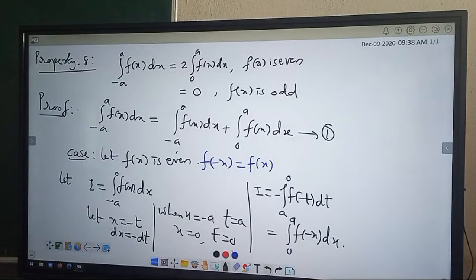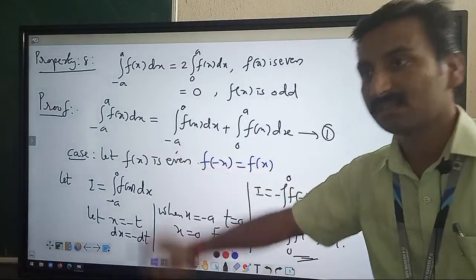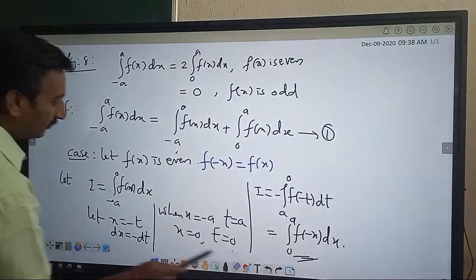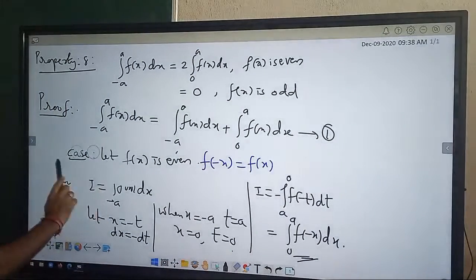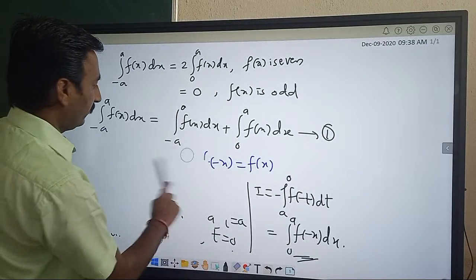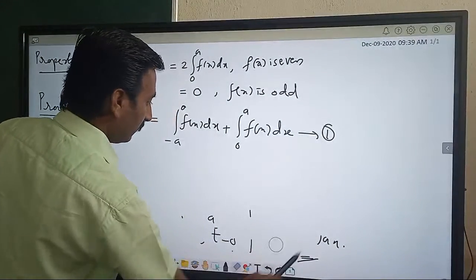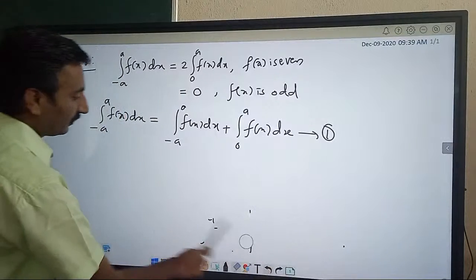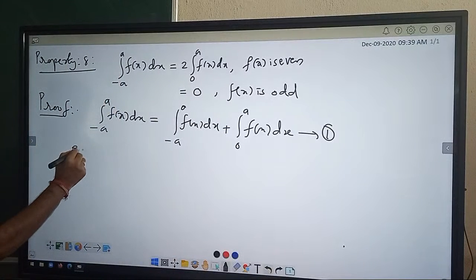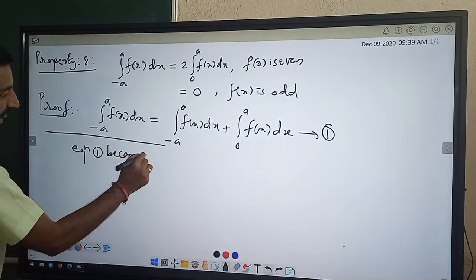Now what I am going to do, this value I will replace in equation number 1. Equation 1 becomes, I am doing all this in case 1 only. So continue in case 1 only. I just keep it for understanding purposes. So equation 1 becomes, what is equation 1 now?